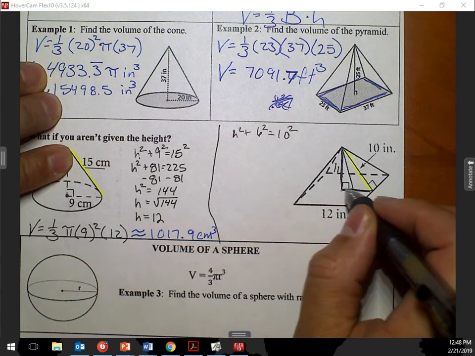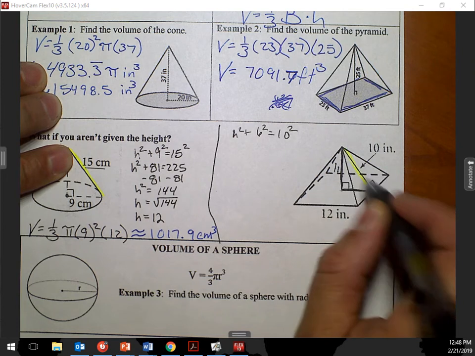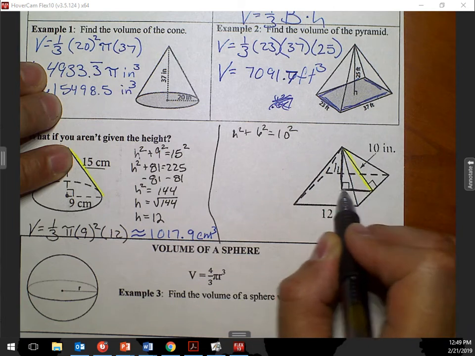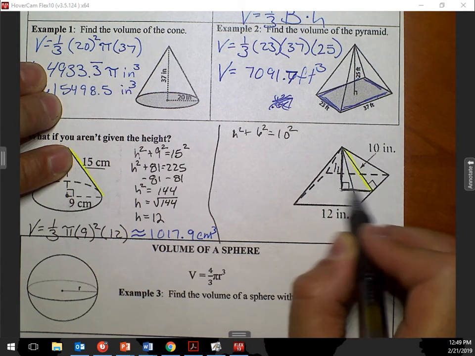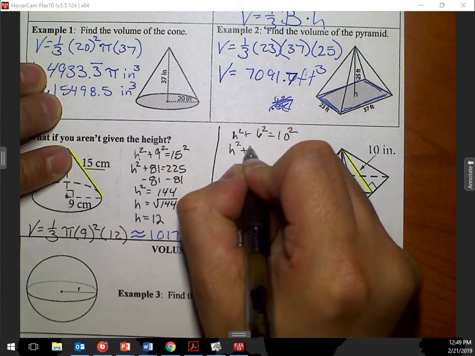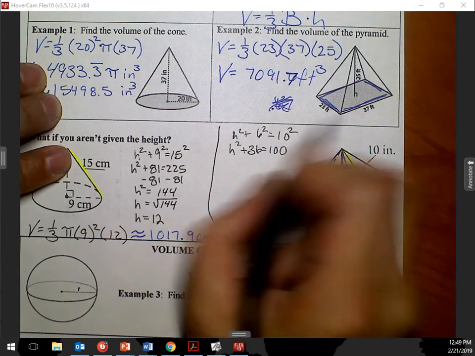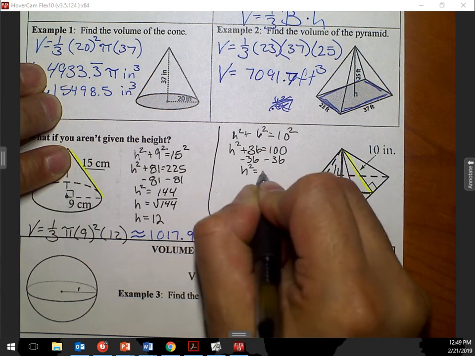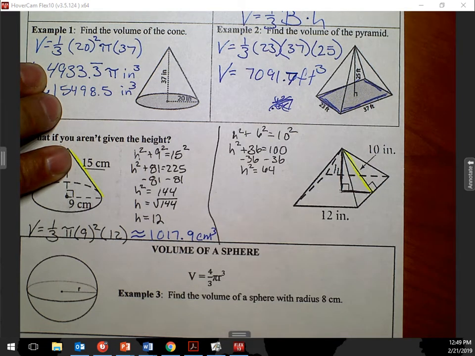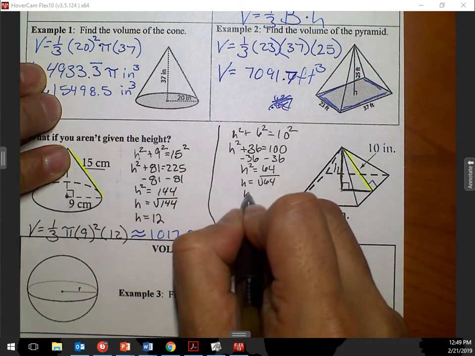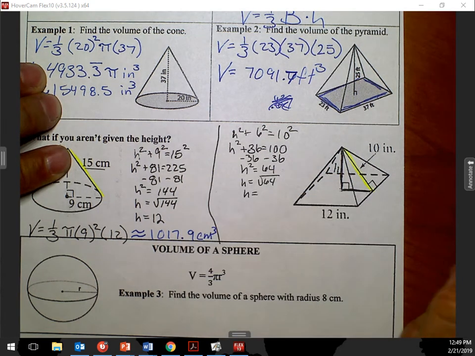Because that's the triangle. Look at the triangle again. The 10 is the whole thing, right? And this is only half of the 12, isn't it? That's why it's only half of that one. H squared plus 36 equals 100. Minus 36. H squared is 64. H equals square root of 64. H is 8. Thank you.